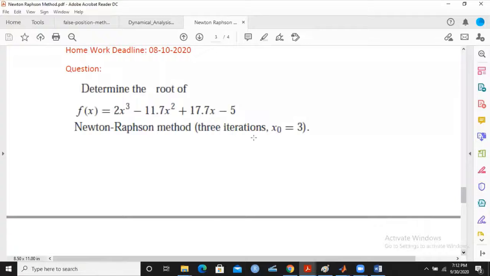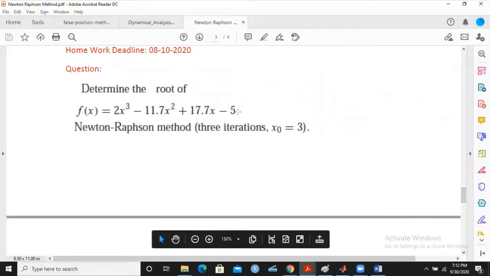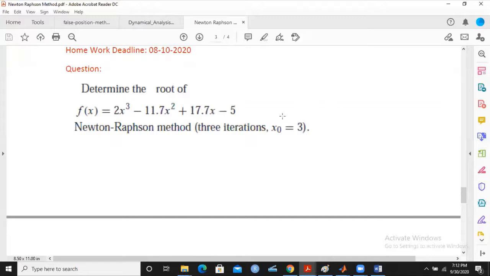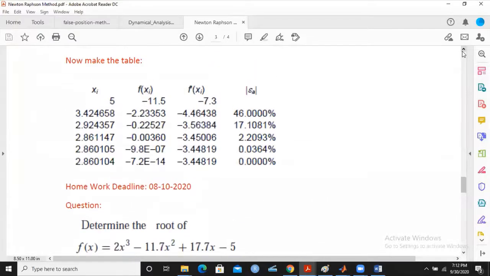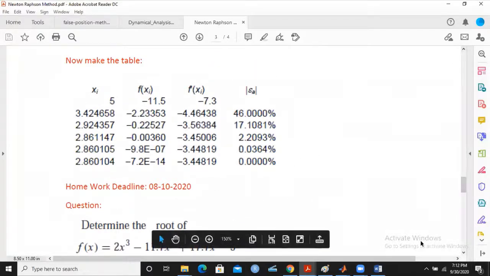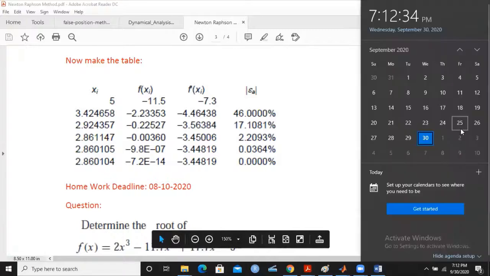So now this is the homework for you. A function is given to you, and the initial condition is given to you as 3, and you will only perform 3 iterations and then make a table and upload it on the portal by 8th of October, which is far from today. So you have got 8 to 9 days.